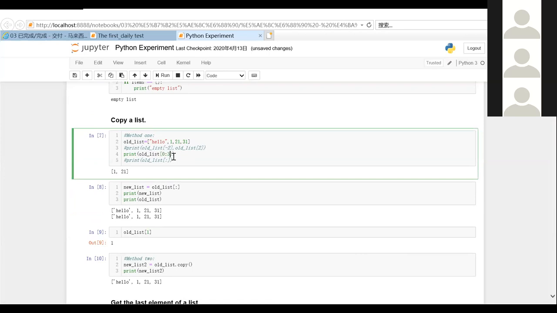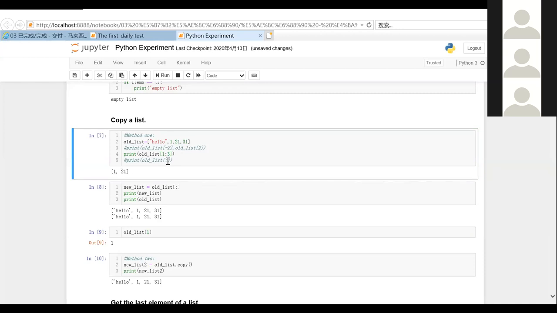That is from zero to minus one. But if we use expressions like this to index a list, we will get the elements from 1 to 3. The first element, hello, has index 0, and then 0, 1, 2, 3. So we will start from this 1 and 2 and 3. But the output is only two elements, 1 and 2, not 3.